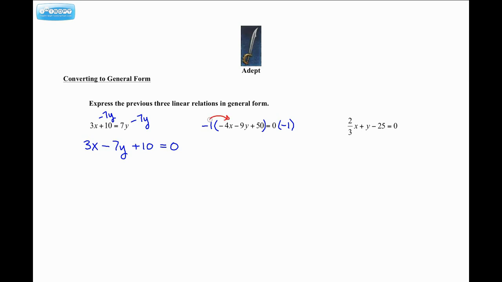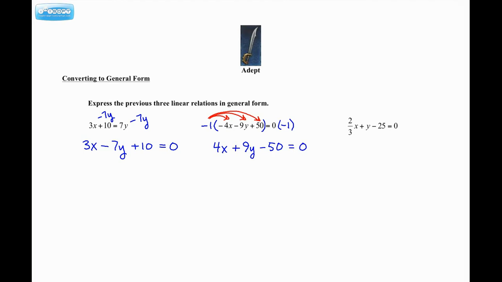So I'm showing a lot of work here, but it's important for you to understand why I get the answer that I do. When you multiply a number by -1, the only thing that changes is the sign. So once you get good at this, you can just change them in your mind. You don't have to write all this stuff down. So this will give me positive 4x, positive 9y, take away 50, and that of course is still equal to 0. So that is now general form.